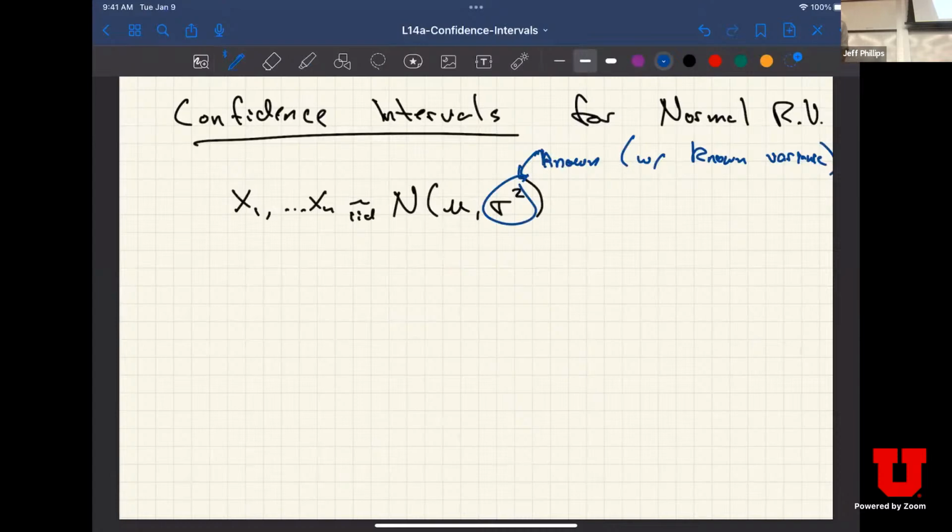So we're going to assume that we know the variance, and we want to get some estimation, or some confidence interval in this case, on mu. So mu is going to be the unknown. That's the theta that we're trying to estimate. Think of this as the theta value. We're going to draw data from this distribution, and we're going to assume it's a normal distribution.